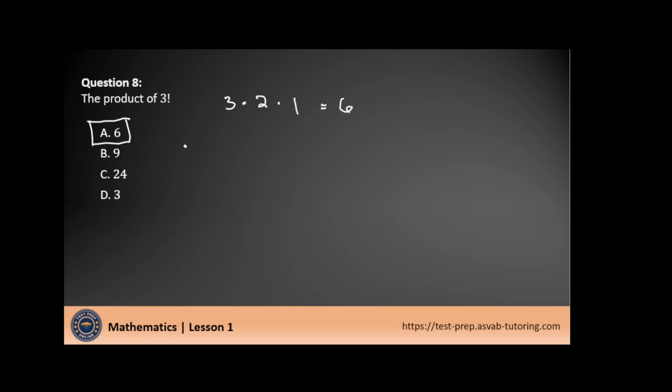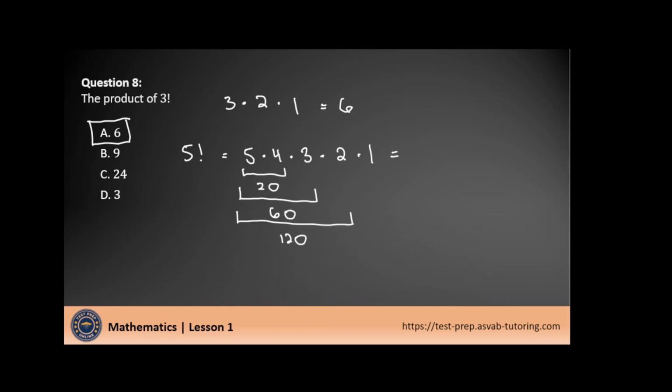For example, if we had 5 factorial, we would do 5 times 4 times 3 times 2 times 1, always stopping at 1. 5 times 4, 20. 20 times 3, 60. 60 times 2, 120. And 120 times 1 is going to be, again, 120.